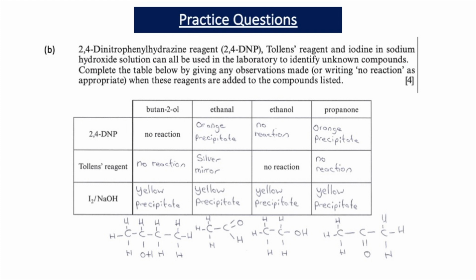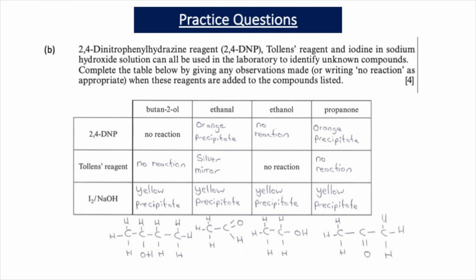Now the next one is ethanal, that's an aldehyde, so you get an orange solid or an orange precipitate with ethanal. And with ethanol, you get no reaction because it's not an aldehyde or ketone. And with propanone, because it's a ketone, you get an orange solid or an orange precipitate.